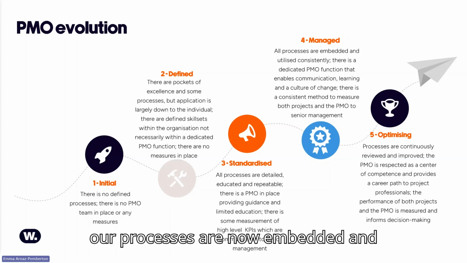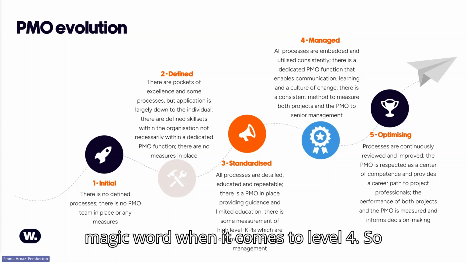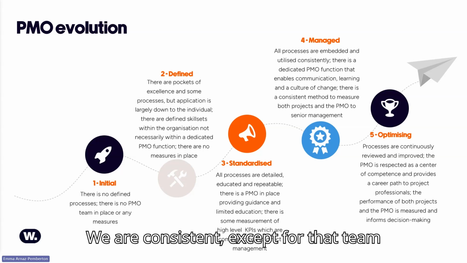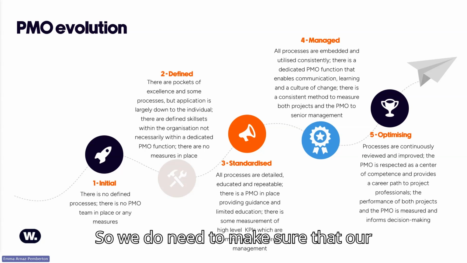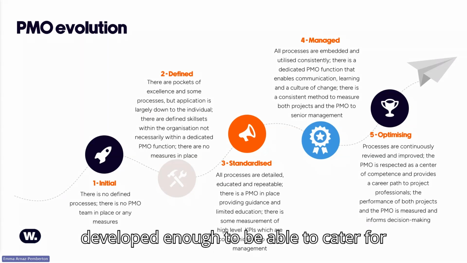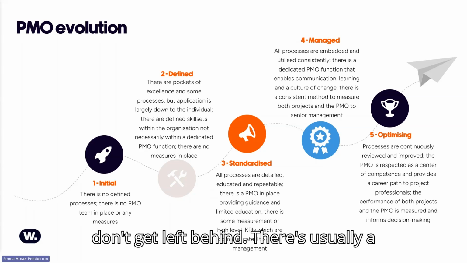At level 4, we call this managed. This is where all of our processes are now embedded and utilised consistently. Consistency is a magic word when it comes to level 4. So we're looking for true consistency, not "we are consistent except for that team over there." That is not consistency. So we do need to make sure that our project frameworks are now developed enough to be able to cater for different styles of projects so that teams don't get left behind.